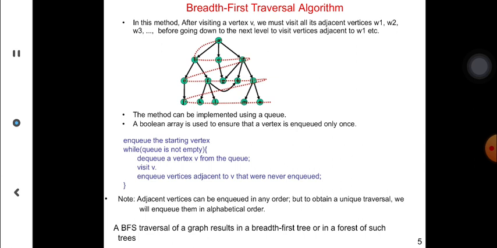A BFS traversal of a graph ultimately results in a breadth first tree, or in a forest of such trees. So the concept of breadth first traversal is visiting through adjacent vertices, and you use a queue to implement this traversal technique.